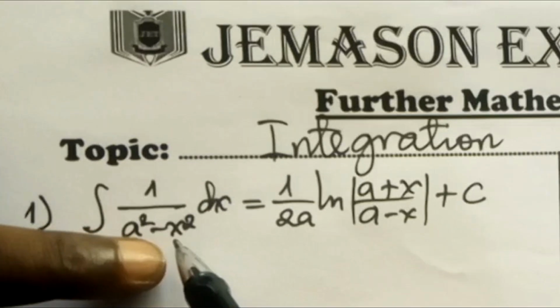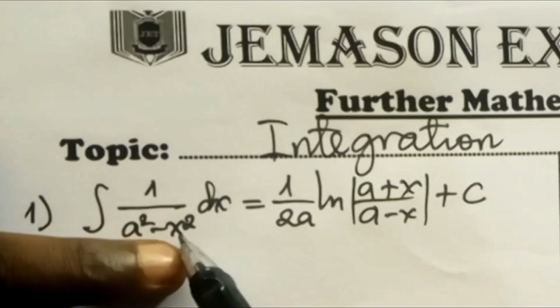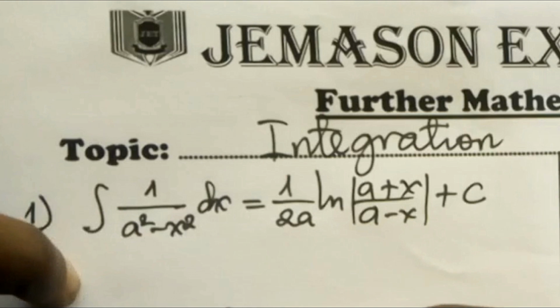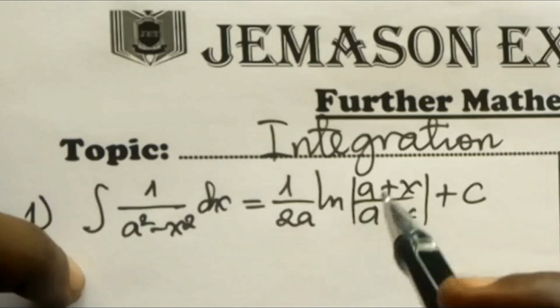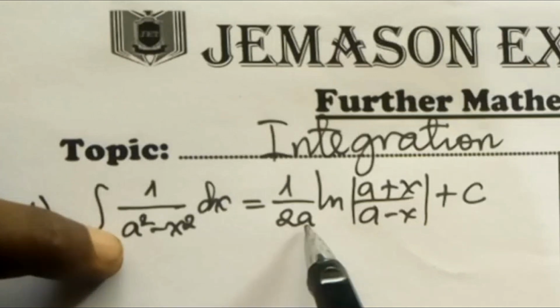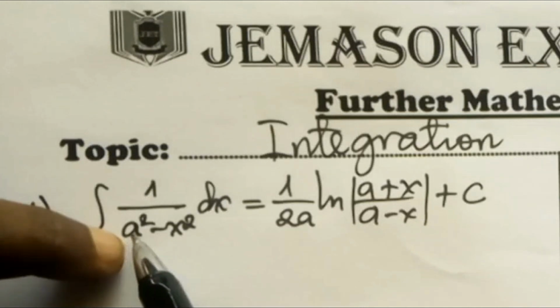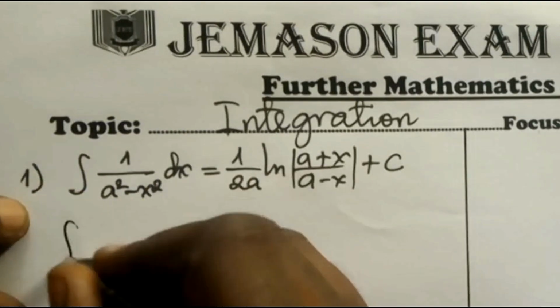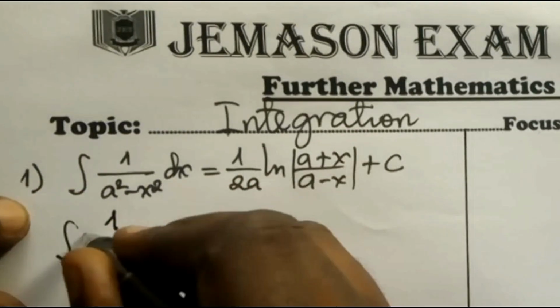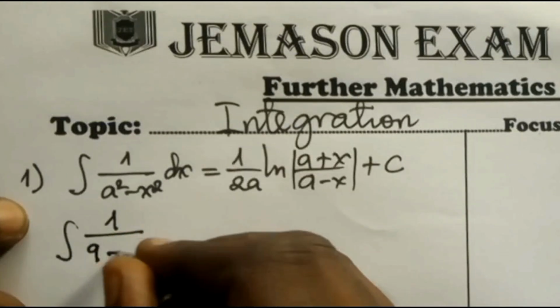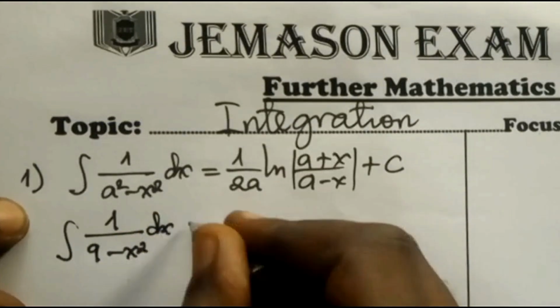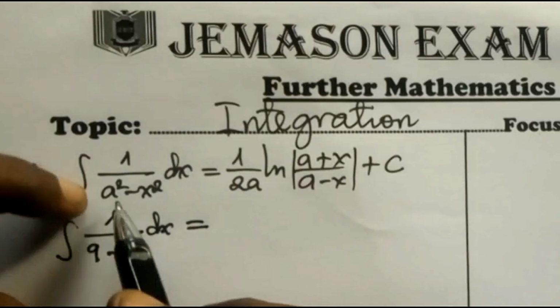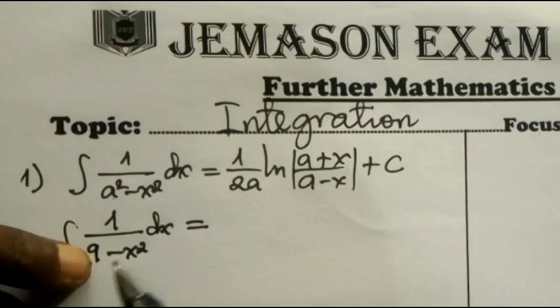The next thing is to make sure the coefficient of the square of the variable at the denominator is 1. When that happens, you now go to the standard formula, usually by first reading the a on the left hand side, which is always the square root of the positive real constant that is at the denominator. An example, we have integral of 1 all over 9 minus x squared dx. Here a squared is 9, and so a should be 3.